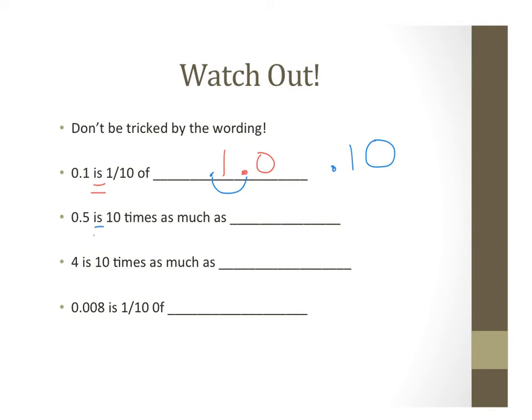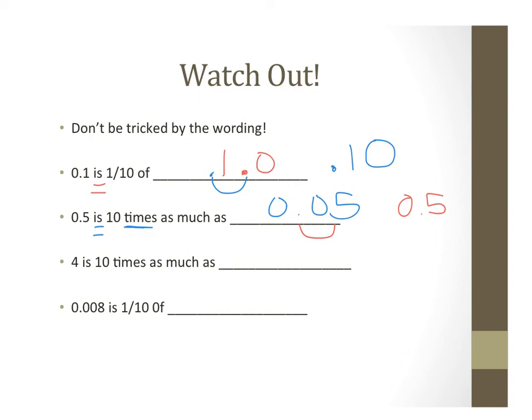5/10 is 10 times as much as what original number? In other words, what number did you start with that when you moved the decimal one place to the right for 10 times as much, you got 5/10 as the answer? Well, the answer would be 5/100ths. I could prove that because if I had 5/100ths and I moved my decimal one place to the right, I would get 0.5, which is my 5/10.